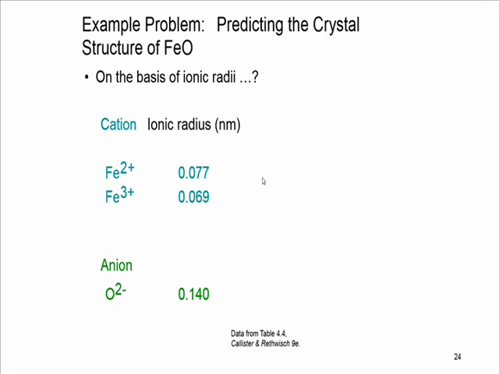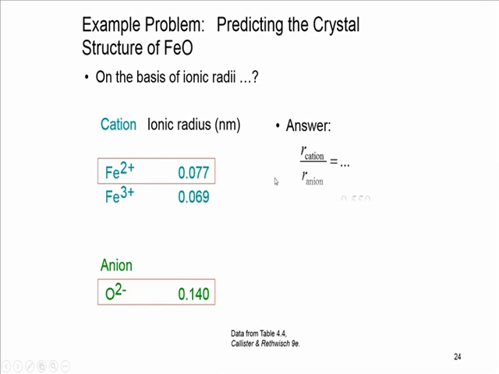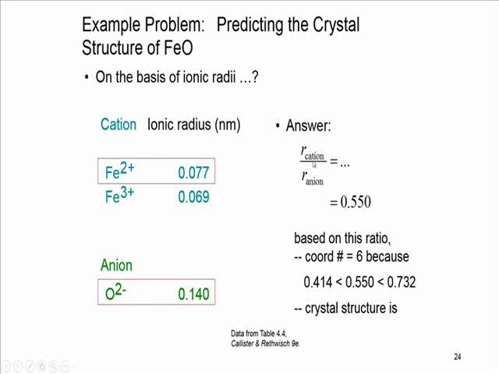If we plug these values in to find the radius ratio, we can calculate it to be equal to 0.55, and based on this ratio the coordination number is 6. Because it falls between 0.414 and 0.732, the crystal structure for iron oxide is like NaCl, it's octahedral.